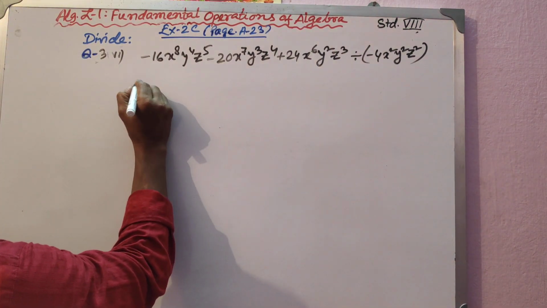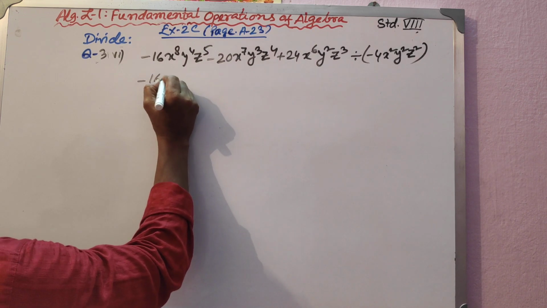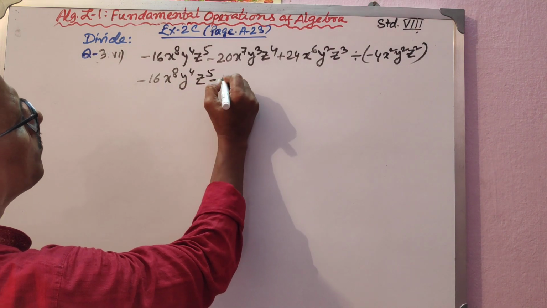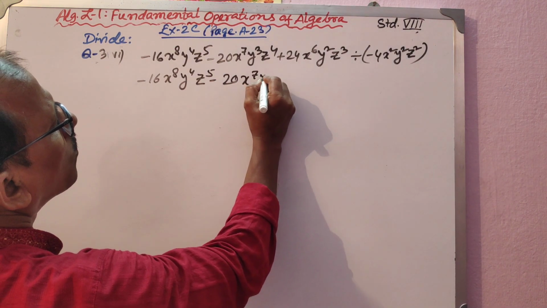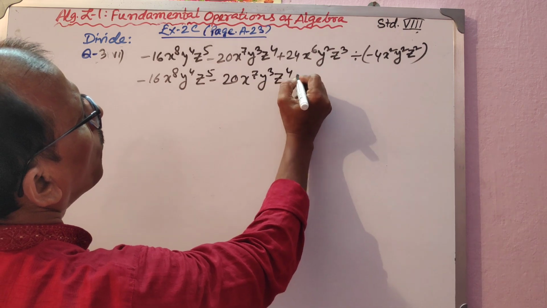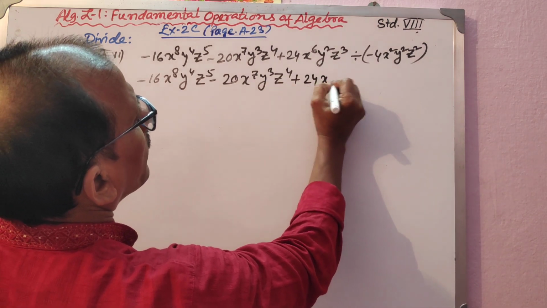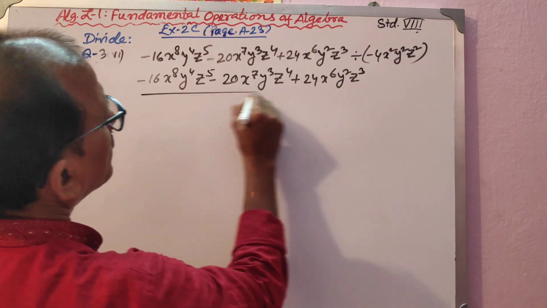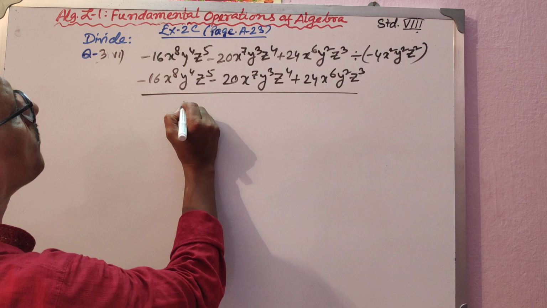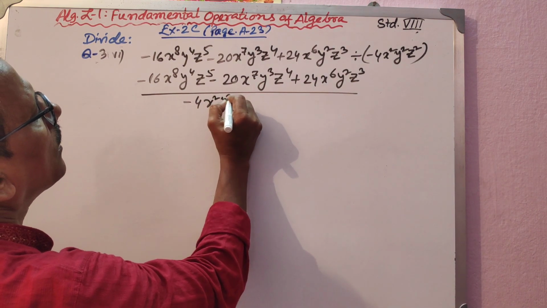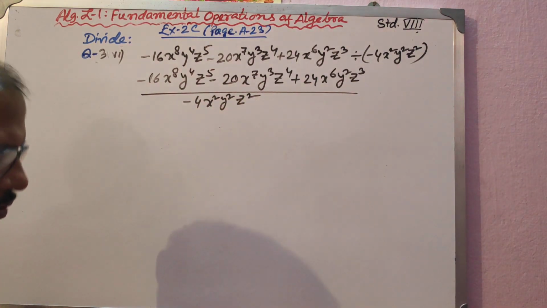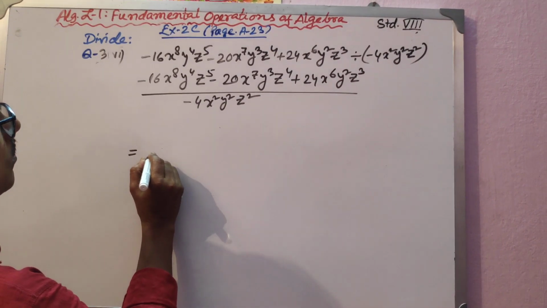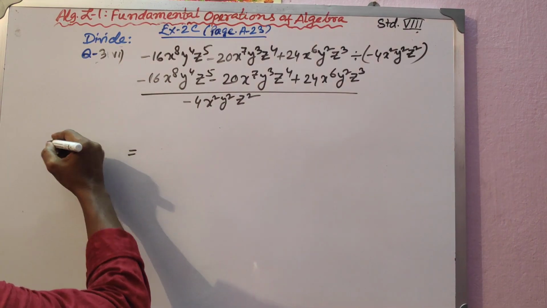First we will write down minus 16 x to the power 8 y to the power 4 z to the power 5 minus 20 x power 7 y power 3 z power 4 plus 24 x power 6 y power 2 z raised 3, divided by the single divisor, minus 4 x square y square z square. Okay, next line, you just write down, you divide the divisor into each term.